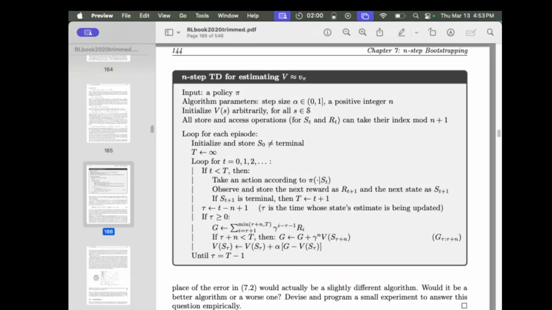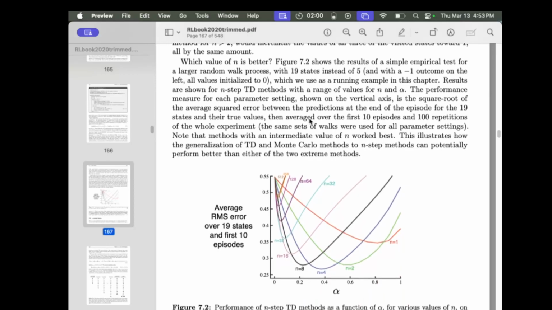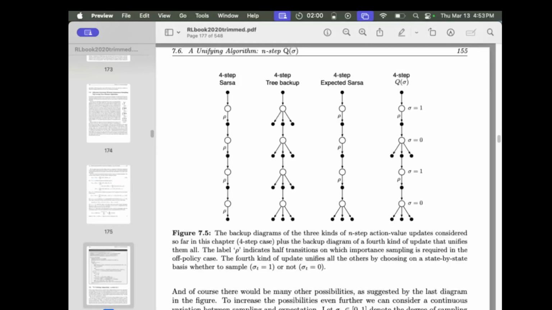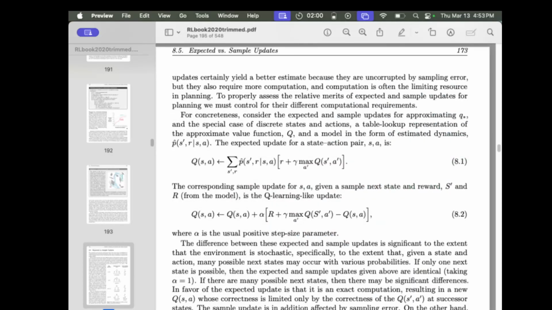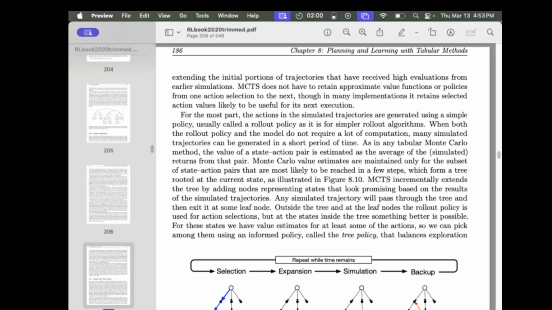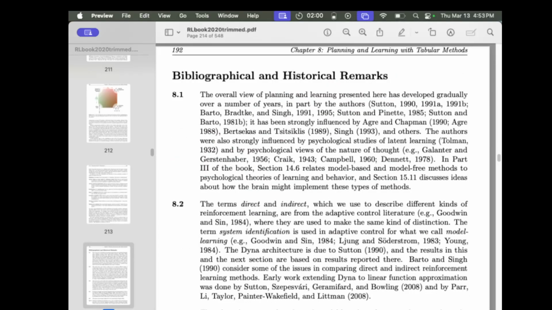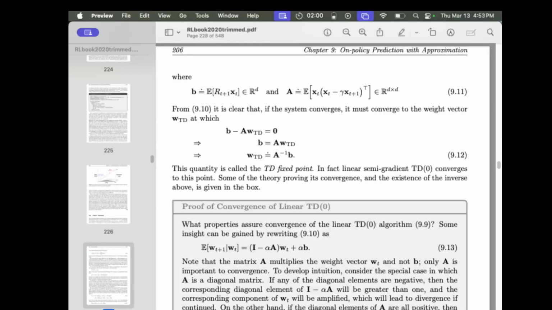Bootstrapping. Okay, great. TD, this is what we were doing. Okay, what I want to get to is TD lambda. Show me TD lambda. I know roughly where it is. So I think what I want to do, yes, approximate solution methods.